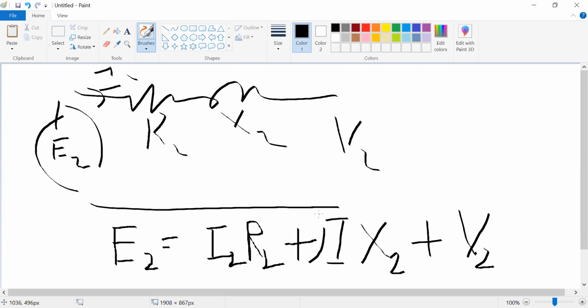Here J means the reactance component, the quadrature component. So the induced voltage E2 equals resistance drop plus reactance drop plus V2. This R2 plus JX2 is called impedance. So I2 Z2 plus V2.